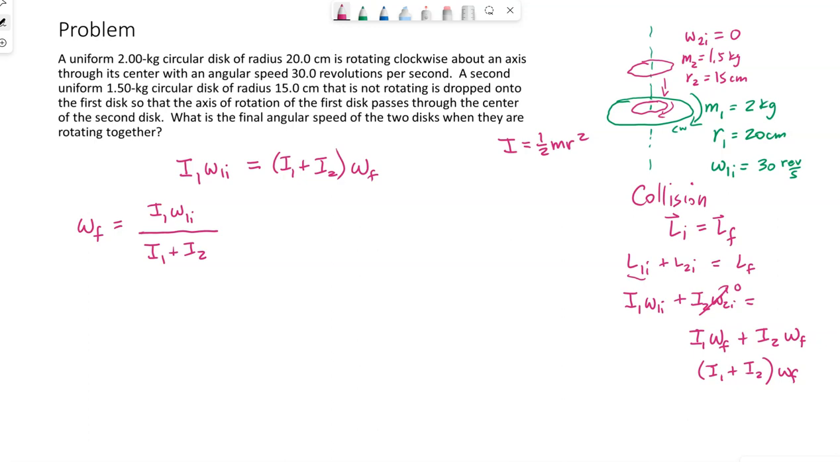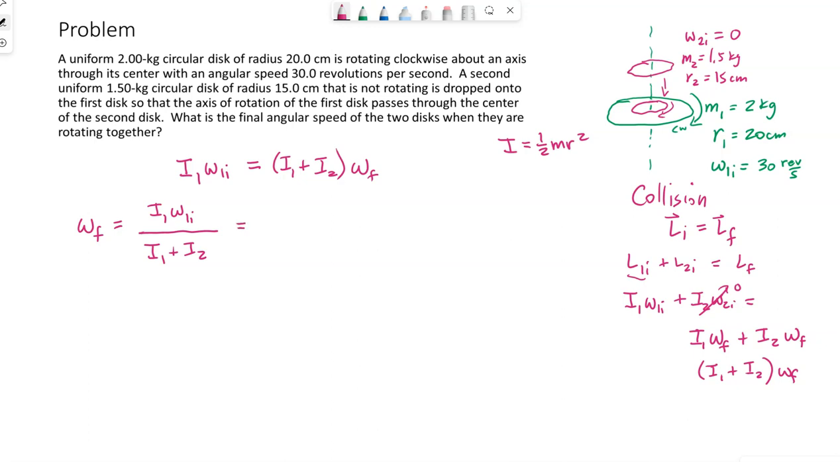So it's similar to what we've done before when we did our collisions and the objects stuck together, we could combine their masses. With rotation, we can't combine their masses, but we can find an overall moment of inertia by adding up the I's.